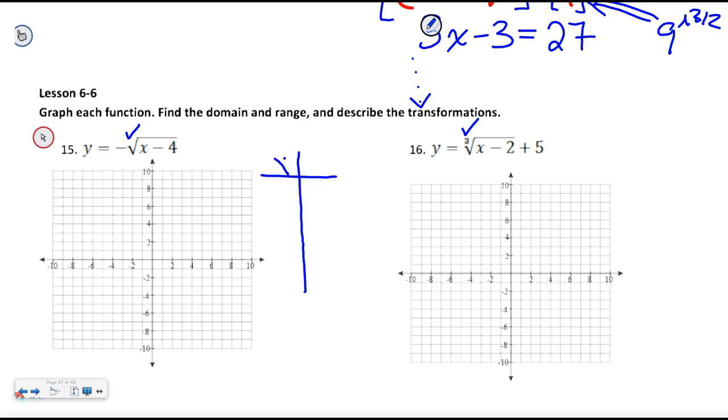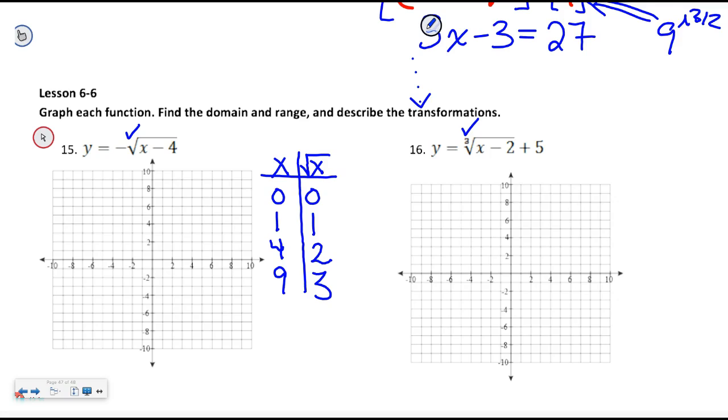So the parent function for the square root graph, the numbers you choose are the square root of 0 is 0. The square root of 1 is 1. And then remember, we don't choose 2 or 3 because those are ugly. We say the square root of 4 is 2. The square root of 9 is 3. So we choose those first 4 numbers. That is the parent function.